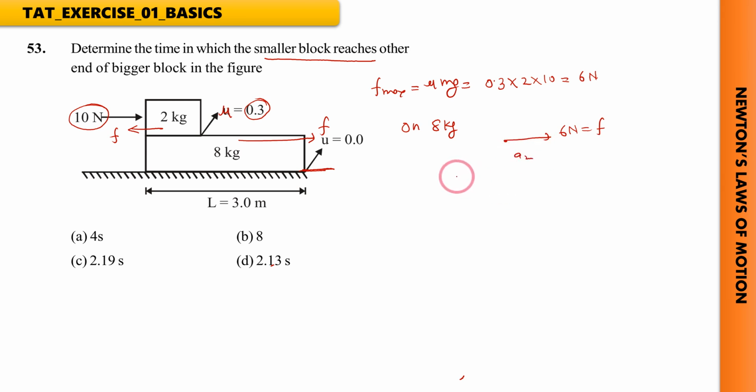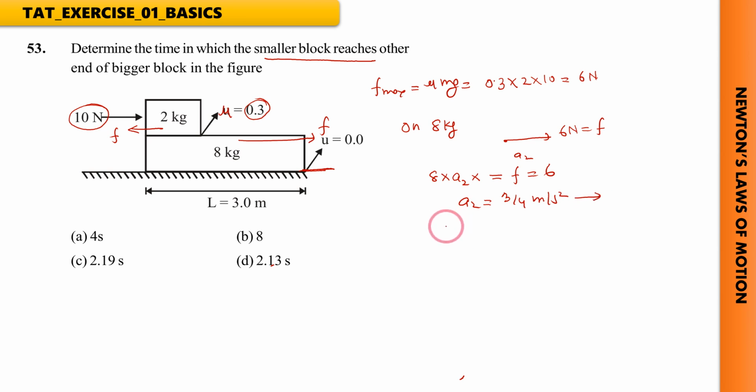So the equation will be mass into acceleration equals the force acting on it, that is 6, right? So a2 is coming 3 by 4 meter per second square. This is the acceleration of the lower block on the right side.